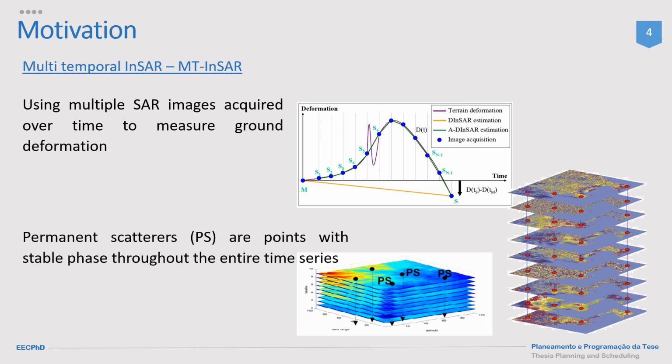MT InSAR uses multiple SAR images acquired over time to measure continuous ground deformation. This technique requires continuous monitoring tasks and represents an advance on the first generation of SAR data processing. PS are points on the Earth surface that maintain reflective characteristics in a set of radar images. They are usually parts of buildings, metallic structures, or rocks. Among the millions of pixels, there are several thousand that show a stable phase in the entire time series, and these points are used as a reference.